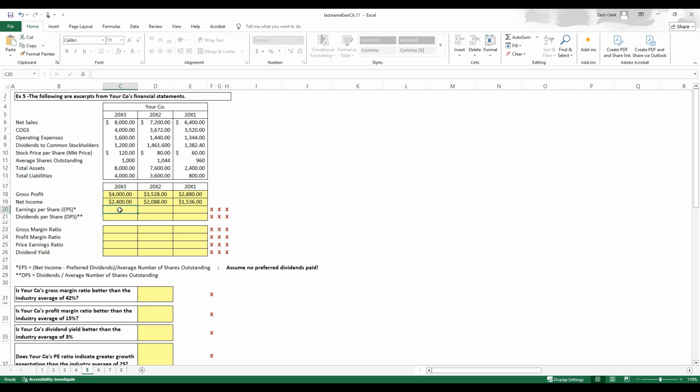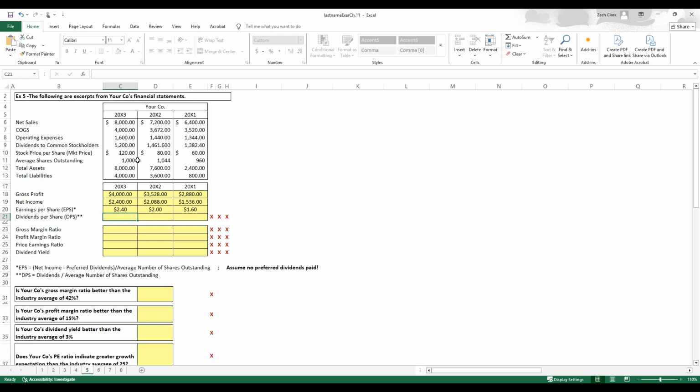Okay, and then looking at our earnings per share ratio, you can see the breakdown below. One thing to note in this specific problem, assume no preferred dividends paid. So here we would need to take into account our preferred dividends being subtracted from net income, but we don't have any. So we're just going to link with an equal sign: net income divided by our average shares outstanding of 1,000. Average shares outstanding 1044. And then 960.